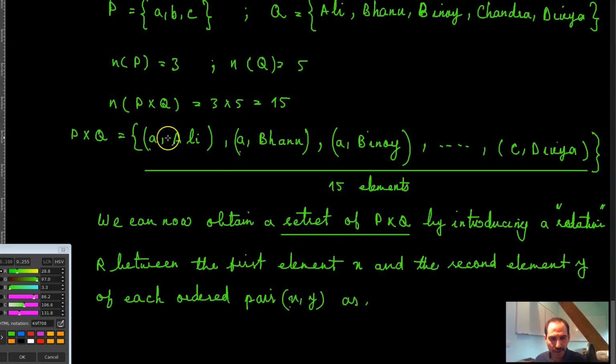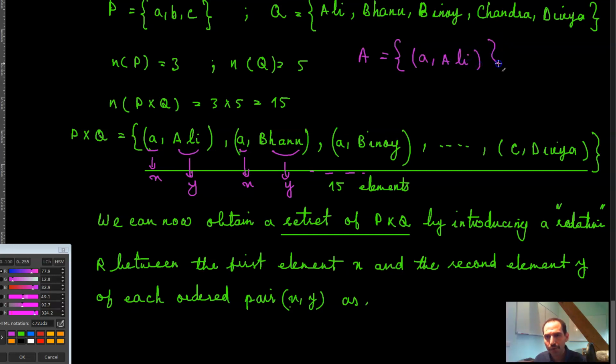So if I take all of these elements as X and Y, and so on and so forth, now we can obtain a subset of P times Q. Of course you can imagine that the subset of a set could be the set itself, meaning that the subset of P times Q could be, for example, a set which contains only this element here, A comma Ali, or a subset of the set P times Q could be the whole set itself. That is also a subset of P times Q, right?